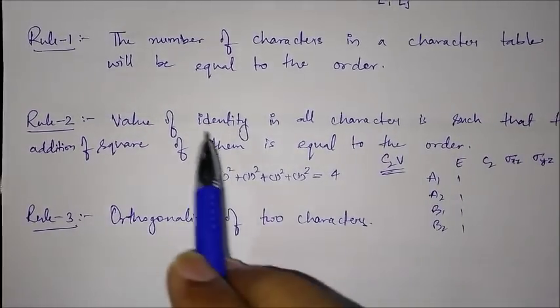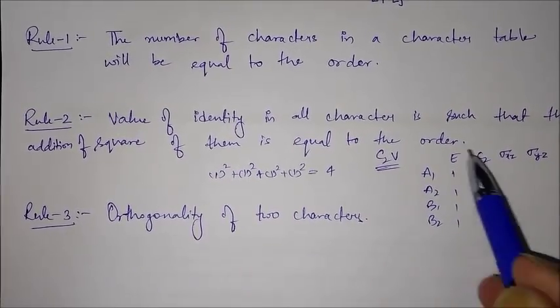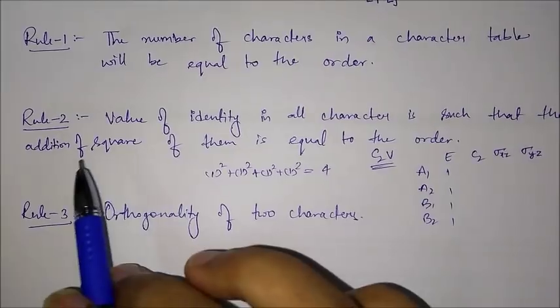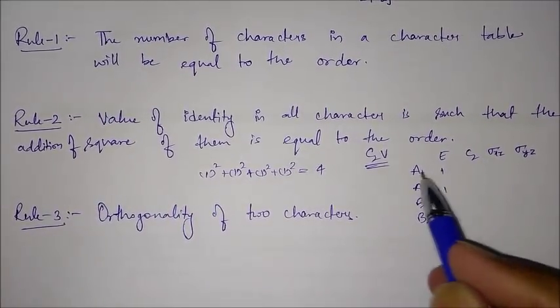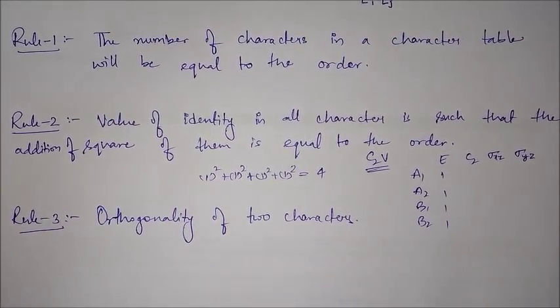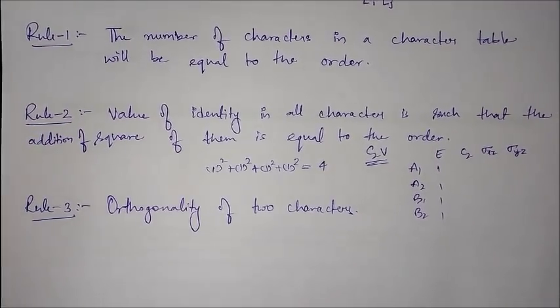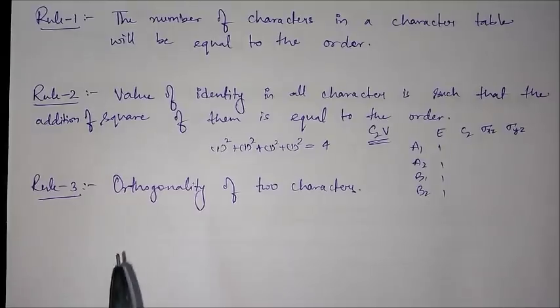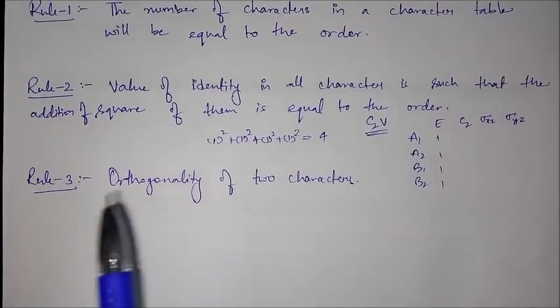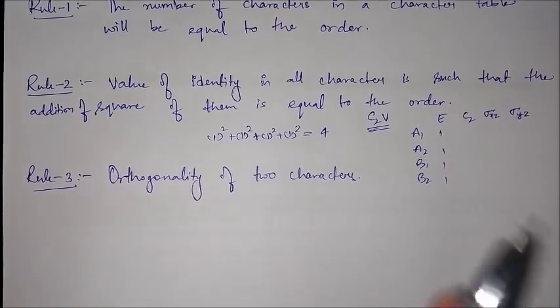So it says that the value of identity in all the characters is such that if you square and add them, it is equal to the order of the character table, the order of the point group to which the character table belongs. Now the most important rule is the third one, that is orthogonality of two characters.